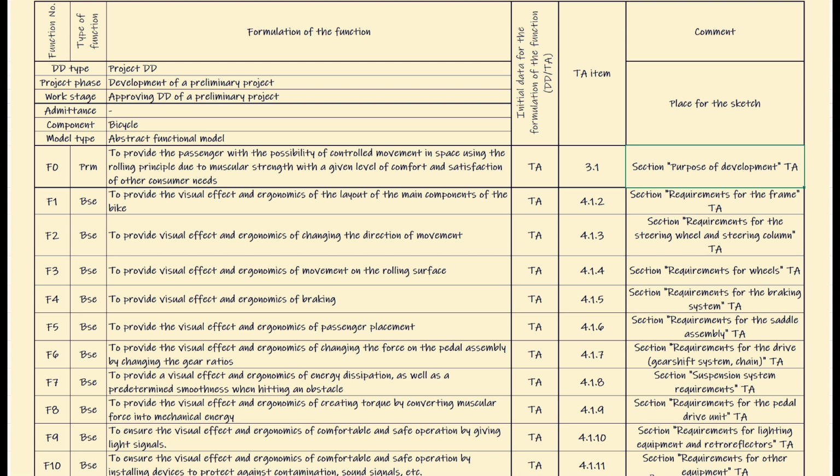When forming the extended and standard functional basis, it is highly recommended to preserve the structure, name and the numbering of sections of aggregates and systems of the object of analysis given in the technical assignment, i.e. if the section requirements for the frame in the technical assignment has number 4.1.2, then consequently it should have the same numbering and name in both the extended and standard functional basis.